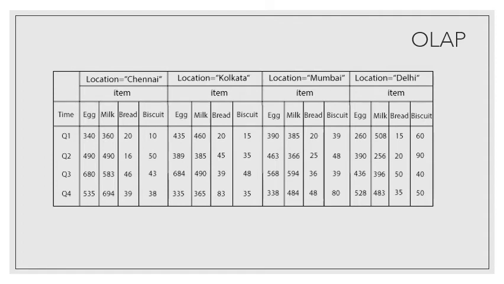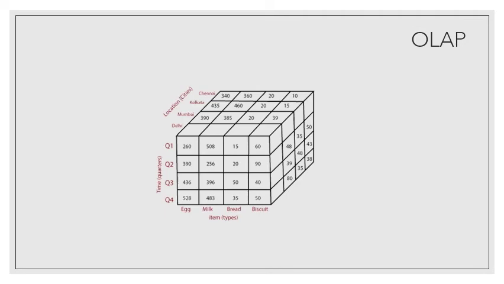Now if you want to view the sales data with a third dimension, for example, suppose the data is considered according to time and item as well as location, for the cities Chennai, Kolkata, Mumbai and Delhi. These 3D data are shown in the table. Here the 3D data of the table are represented as a series of 2D tables. Conceptually, it may also be represented by the same data in the form of a 3D data cube, as shown in the figure. Here we added location as a third dimension to form the data cube.